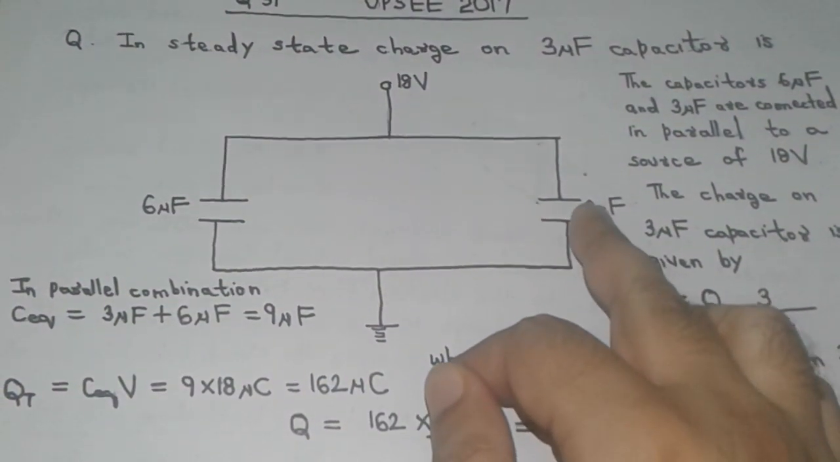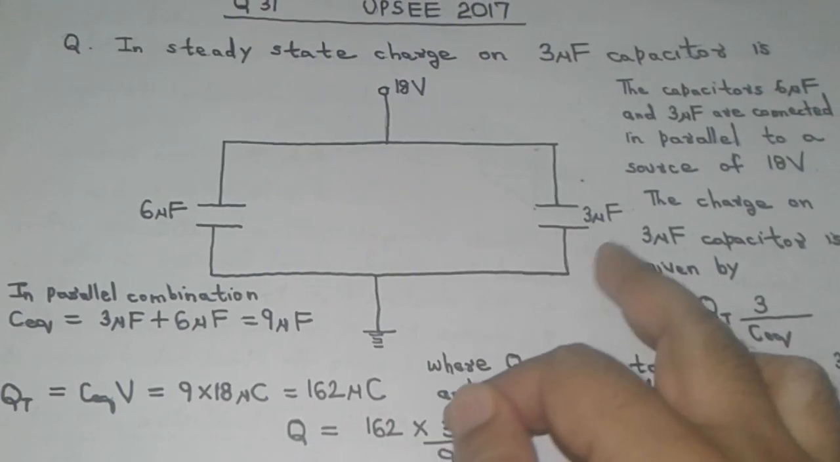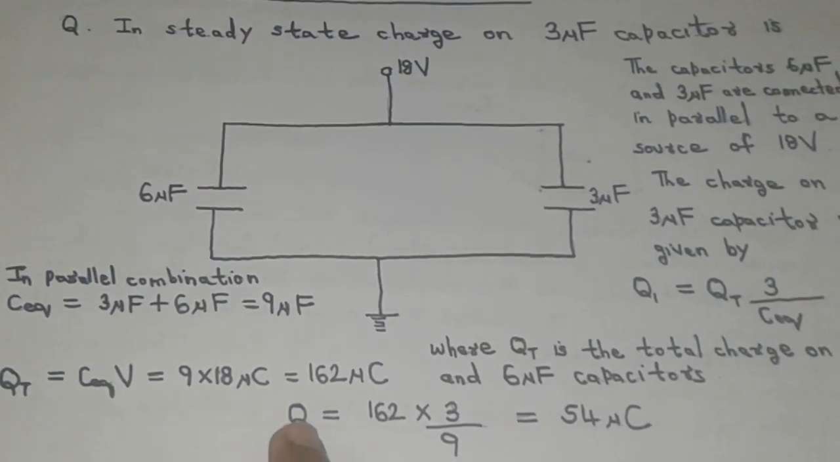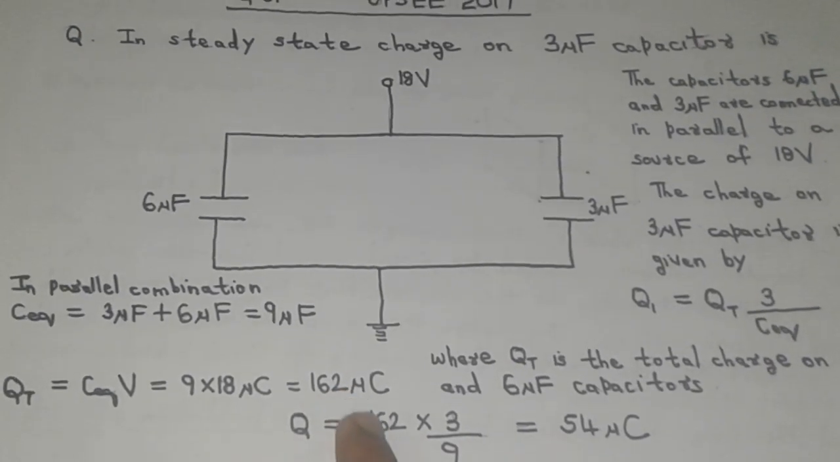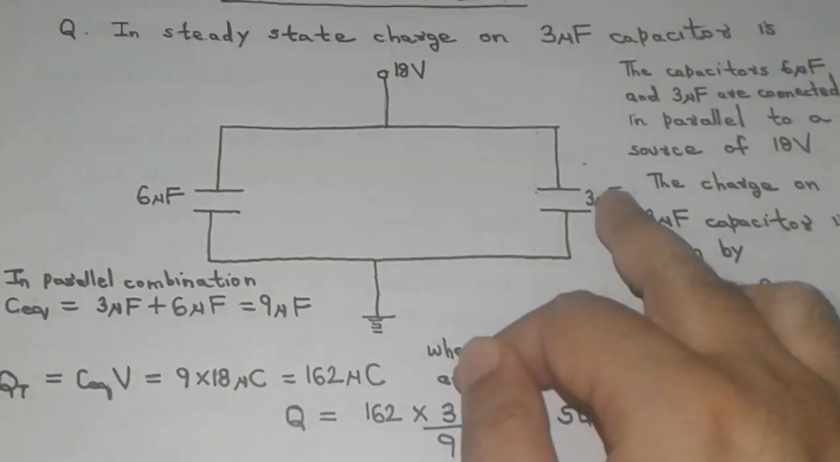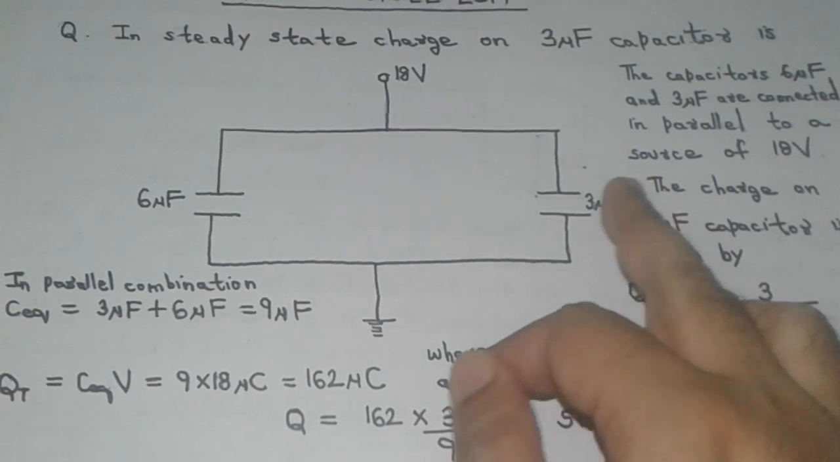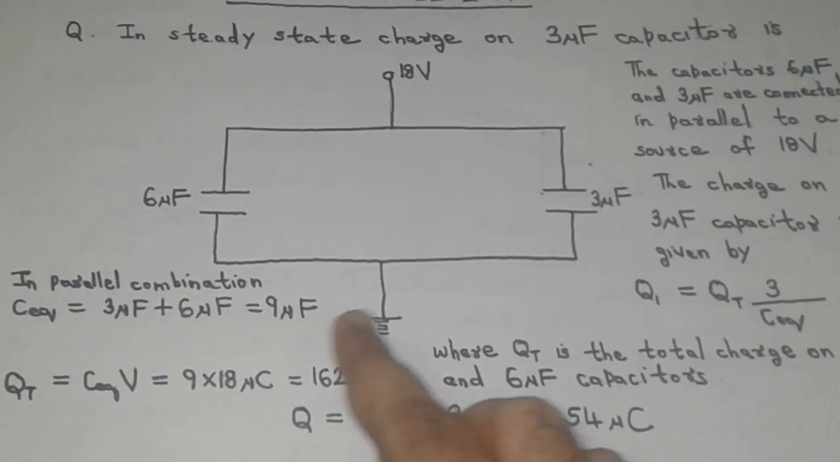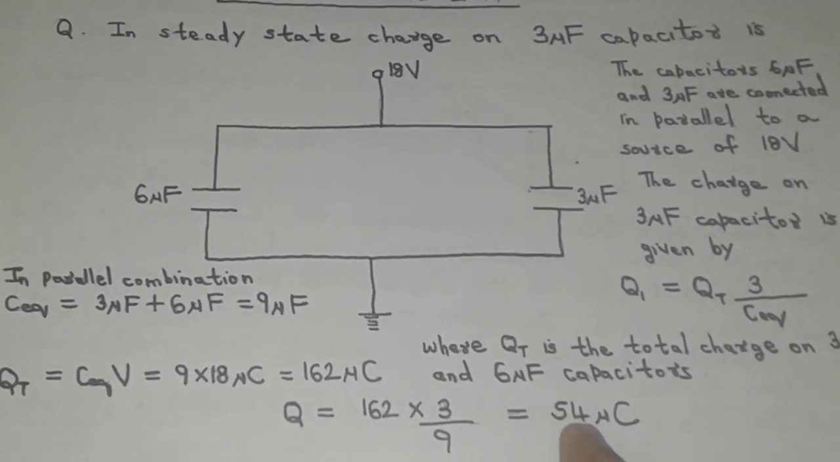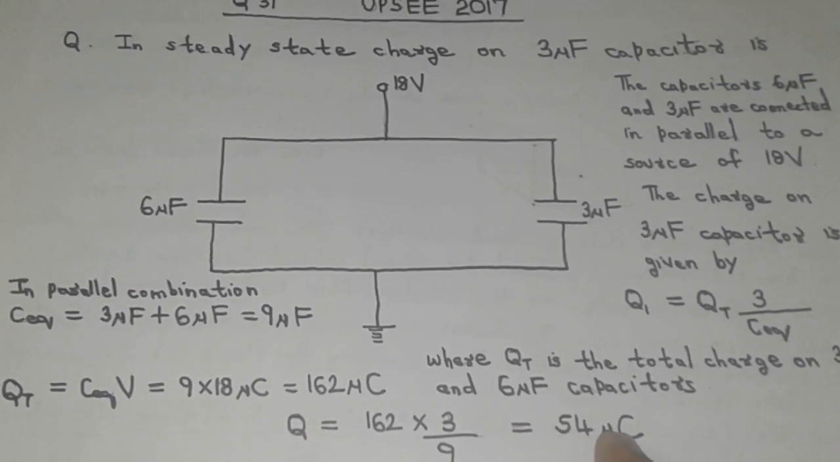So the charge accumulated on capacitor of capacitance 3 microfarad is given by Q is equal to total charge, which is 162, multiplied by the capacitance of 3 microfarad capacitor, which is 3, upon equivalent capacitance, which is 9. So we get 54 microcoulomb as the answer.